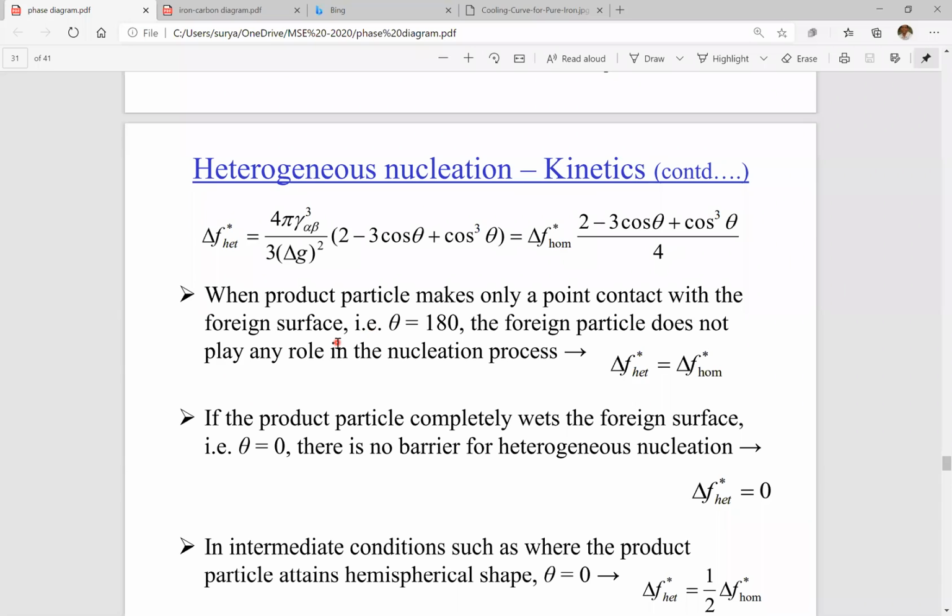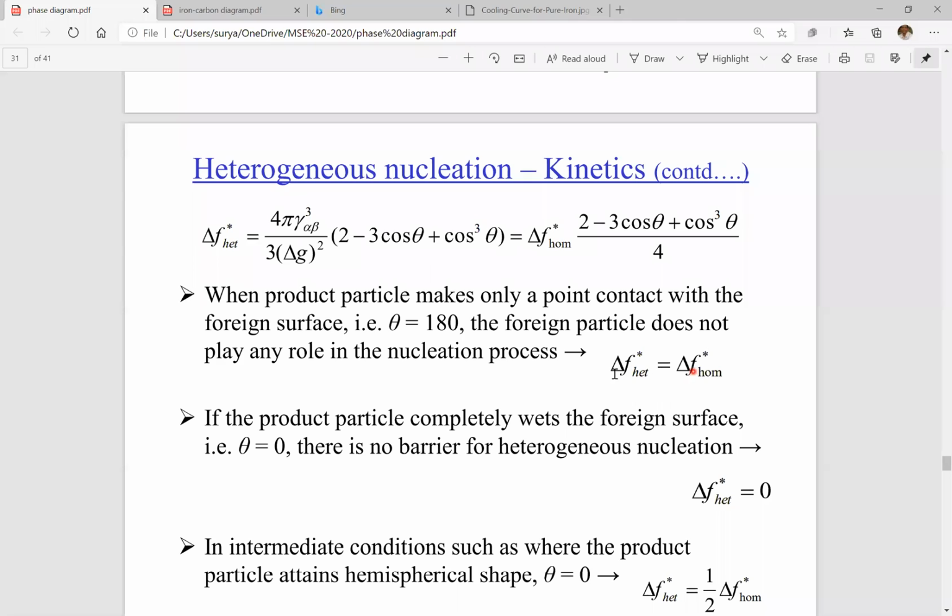The foreign particles matter only through the cos theta term. See, there is a cos theta term. What happens if theta is 180 degrees? If theta is 180 degrees, the foreign particles do not play any role in the nucleation process. In that case, the free energy of the heterogeneous process is equal to the free energy of the homogeneous process. See this.